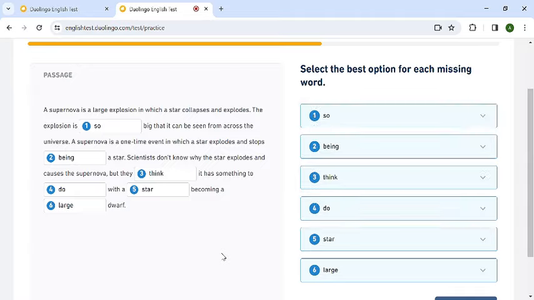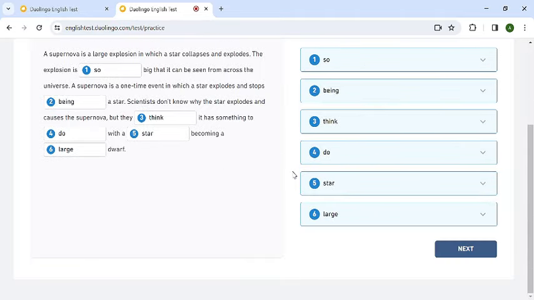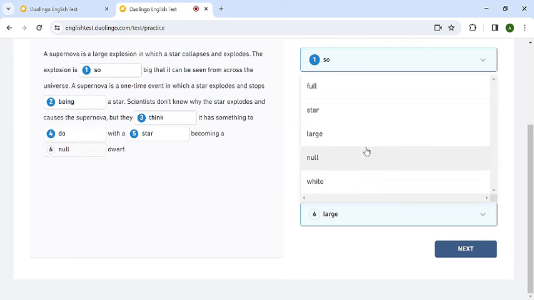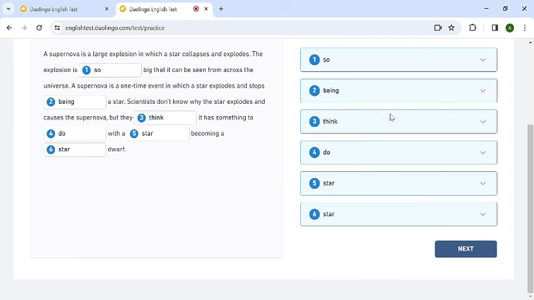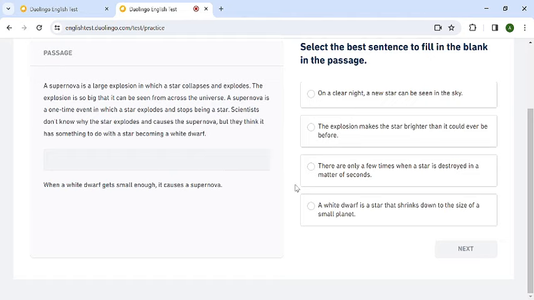This is the best I can think of. I don't have so much time. 6:45. Go to the next question. I hope I'm correct. Becoming a large dwarf. A full dwarf. Is that dwarf? Not sure.